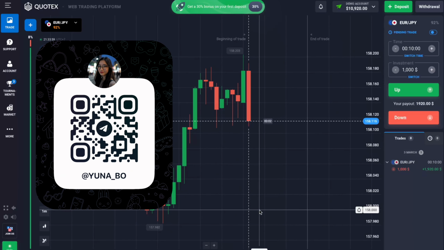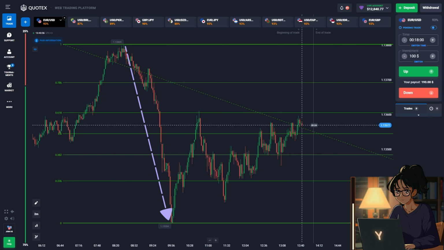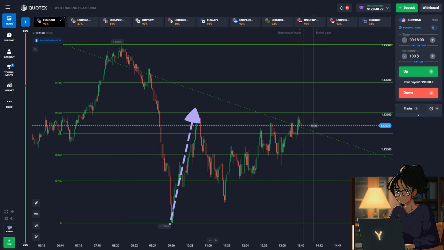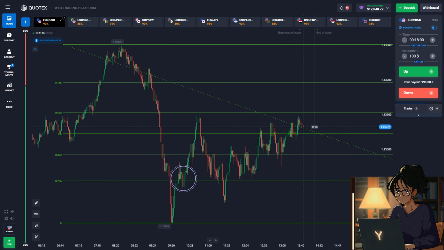Let me show you exactly how I used this in a recent session to make it all clear for you. Here's a strong downward impulse, followed by a pullback. Perfect setup to apply Fibonacci. I draw the retracement from top to bottom because it's a downtrend. As you can see, price broke through all the other levels, but we don't even look at them.